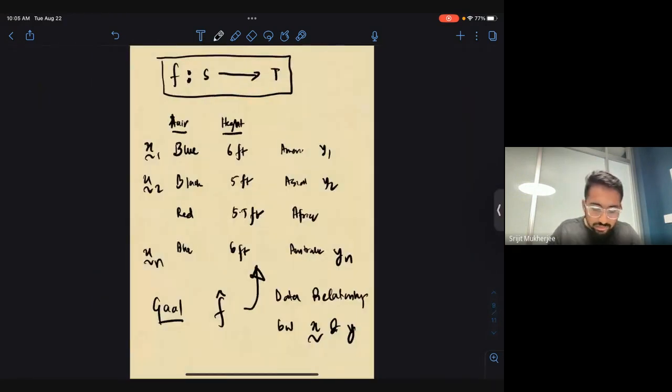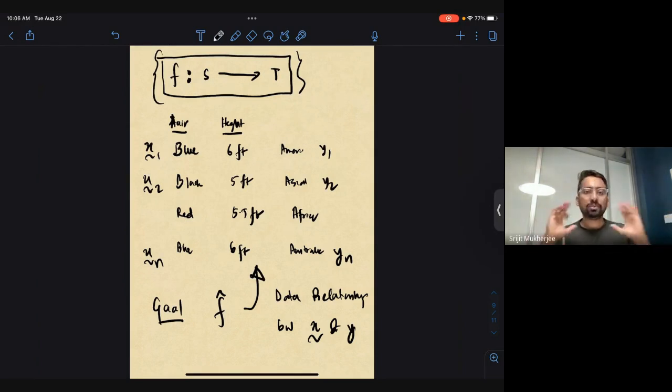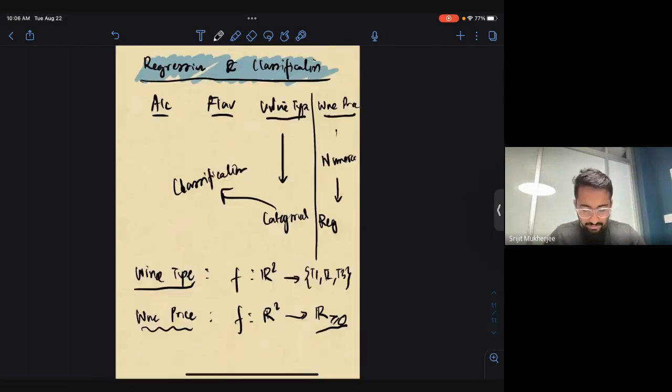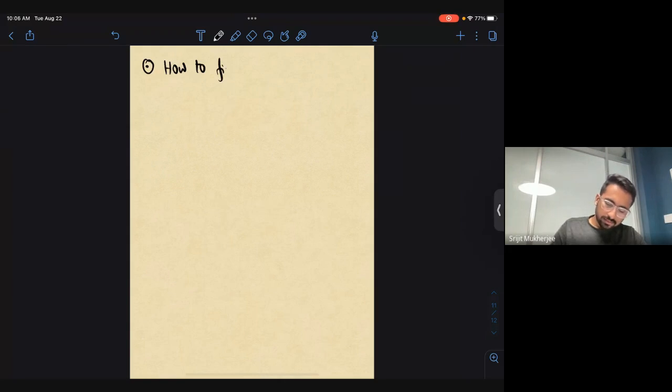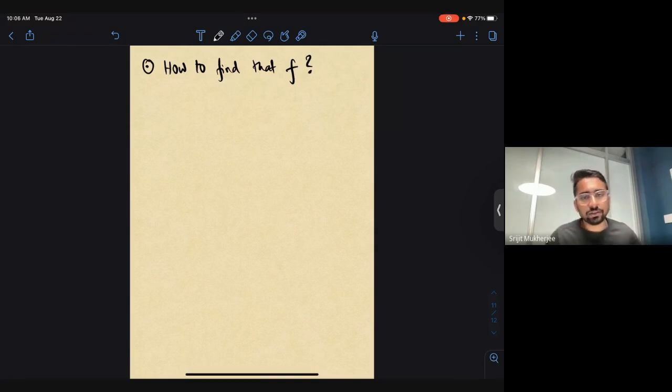To revise, our goal is to find an approximate function. The data is actually a mapping, and you have to find the function that represents the mapping in the best way. Okay, now what's next? A few questions are left. Number one, how to find the closest f hat, given data? That's the best question.